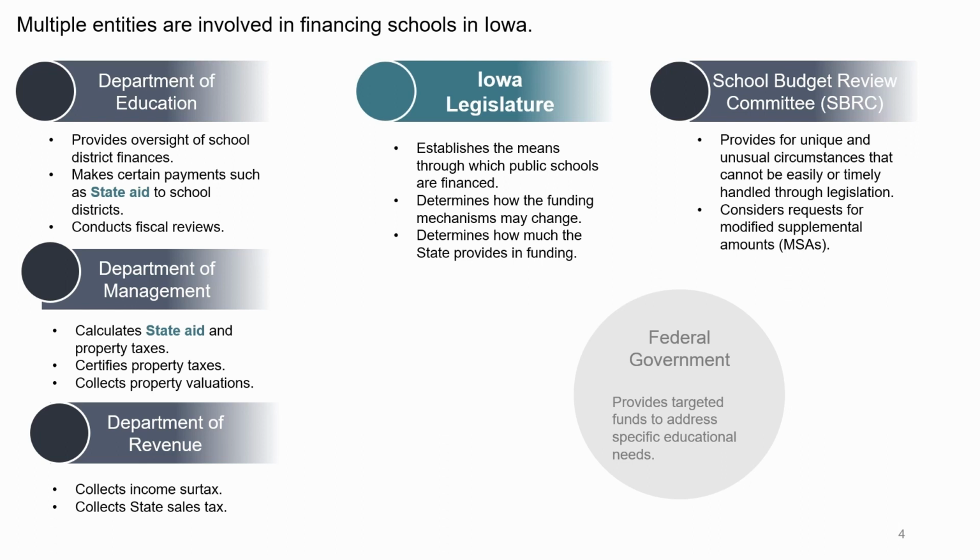The Iowa Legislature establishes the means through which public schools are financed, determines how the funding mechanisms may change, determines how much the state provides in funding. The School Budget Review Committee provides for unique and unusual circumstances that cannot be easily or timely handled through legislation, and considers requests for modified supplemental amounts, MSAs. The federal government provides targeted funds to address specific educational needs.